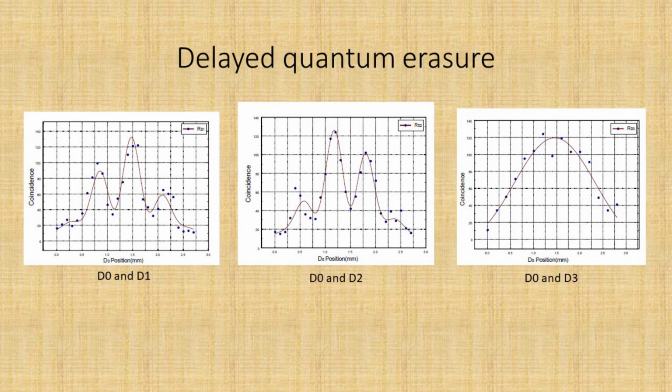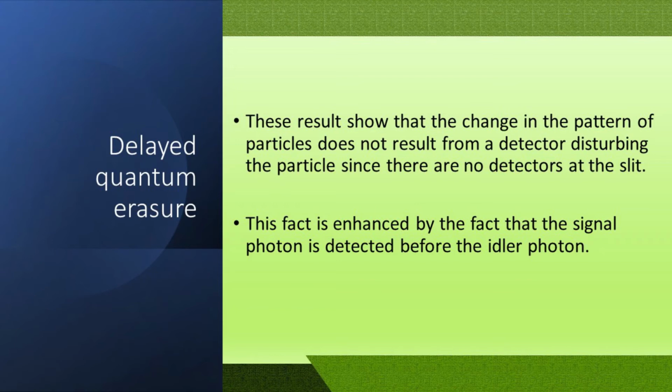Keep in mind that all three of these, D1, D2, and D3, are detected after the signal photon is detected at D0. These results show that the change in the pattern of particles does not result from the detector disturbing the particle, since there is no detector at the slit. This is enhanced by the fact that the signal photon is detected before the idler photon.